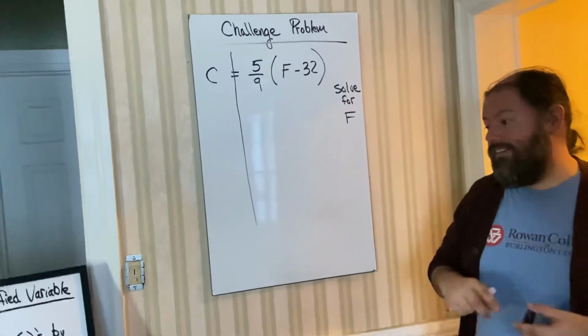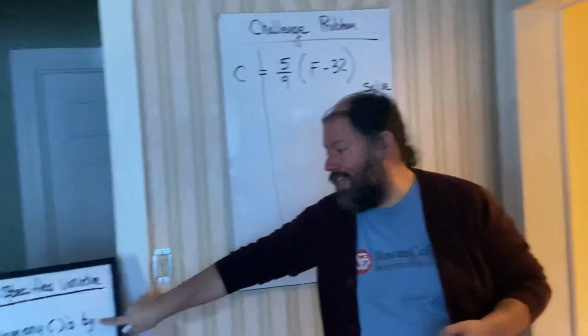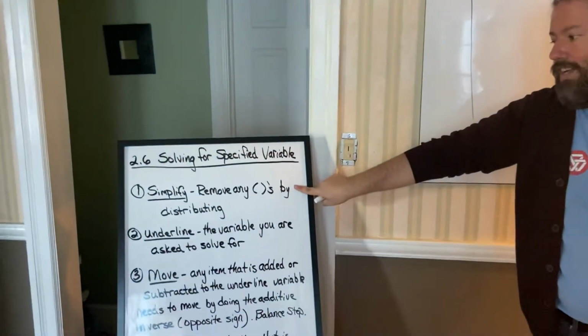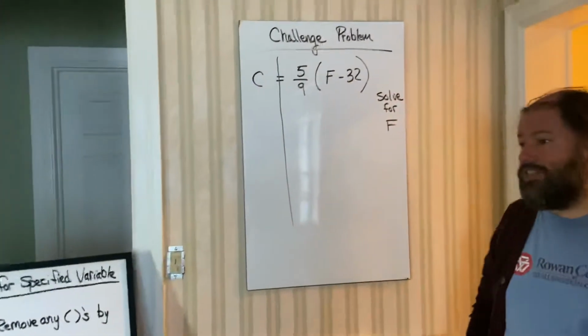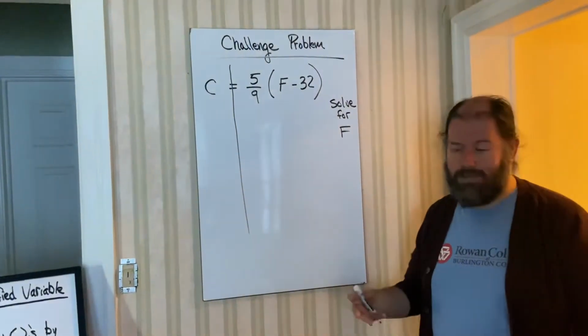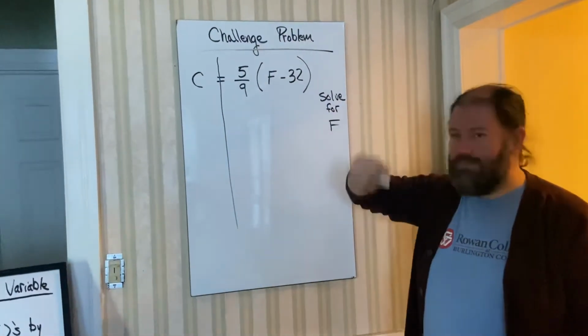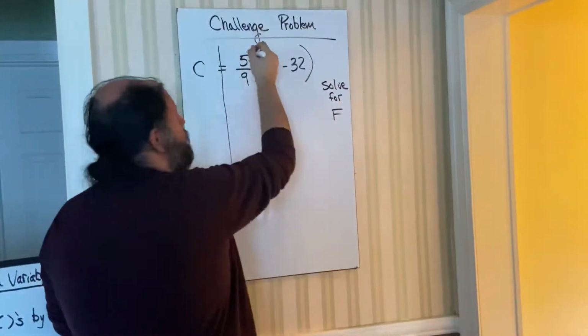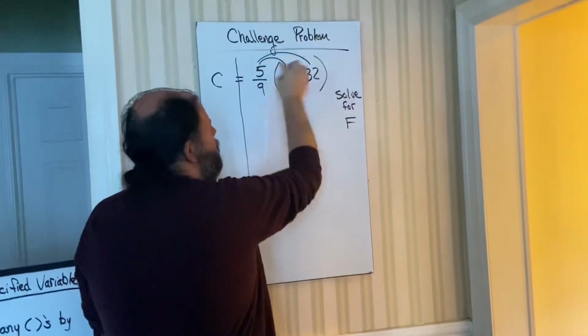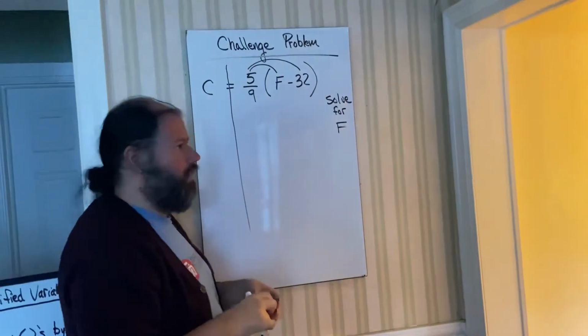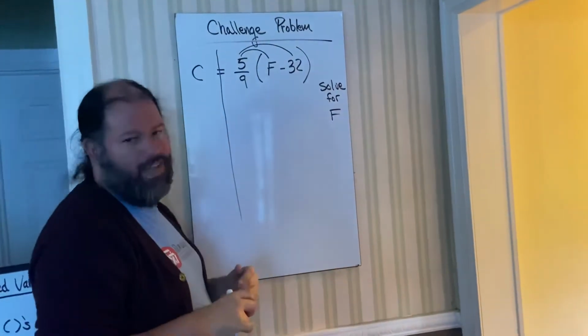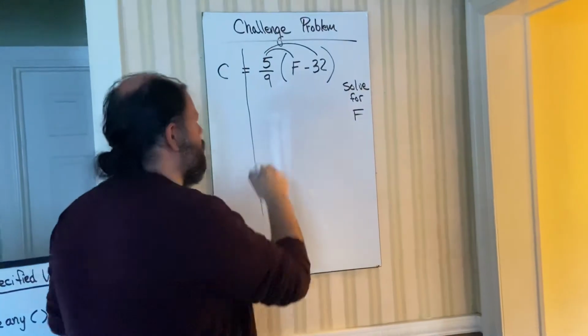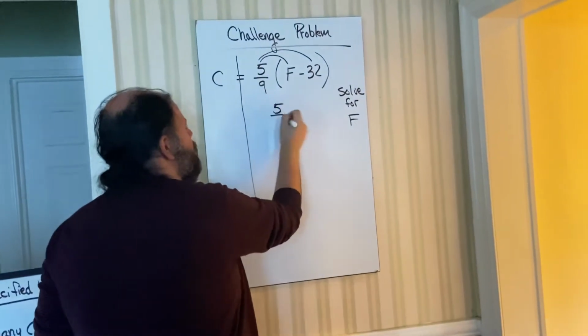So the first step, and finally we get to use this. We don't use that much. It says simplify. Remove any parentheses by distributing. Most formulas don't have parentheses, but if you do, we can distribute. You know how to multiply. Now the reason why I call this a challenging problem is because we have to multiply with a fraction. Now 5/9 times F, you can smush them together. So it'd be 5/9 F.